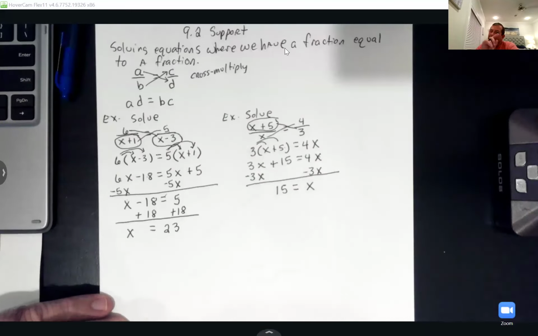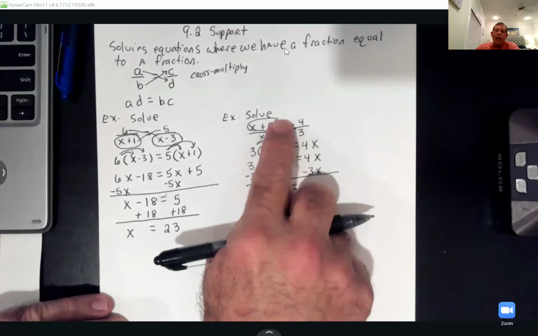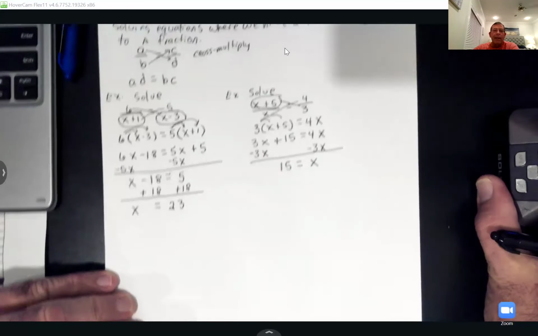So y'all are not too bad. Just remember, fraction equal to a fraction, cross multiply it, and be done with it.